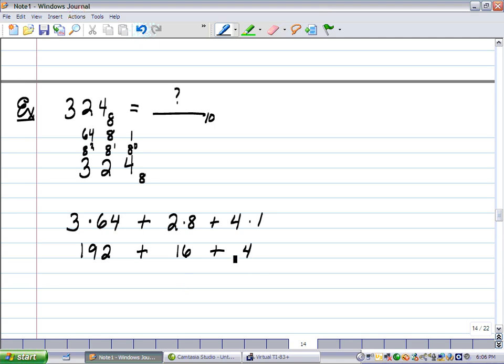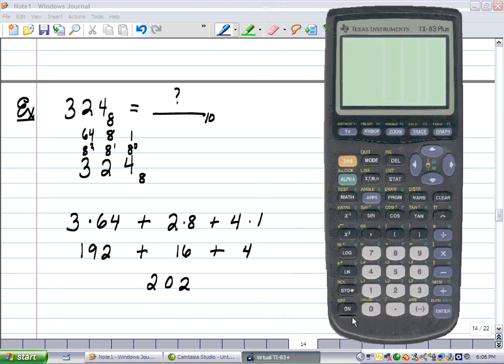Now let's add these. See, 4 and 6 and 2. 1 and 9. It's 10, and that's carried to 202. Most calculators, you can do this all in one step. 3 times 64 plus 2 times 8 plus 4 times 1. As long as you have a calculator that does order of operations, it doesn't have to be one of these fancier graphing ones. You can do it all in one step.